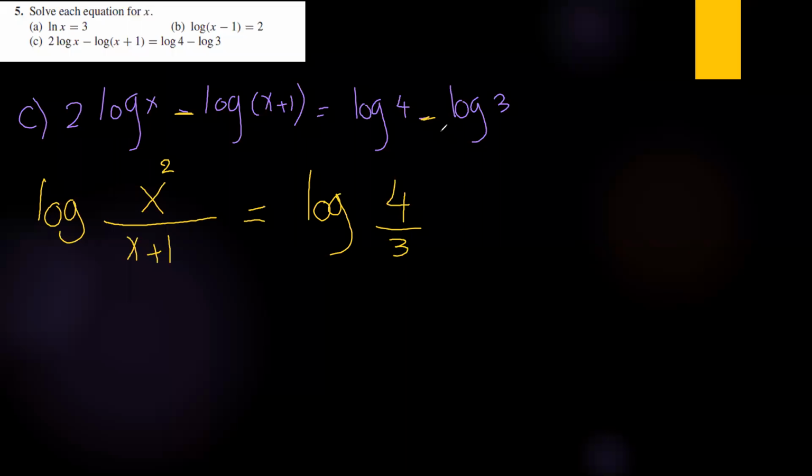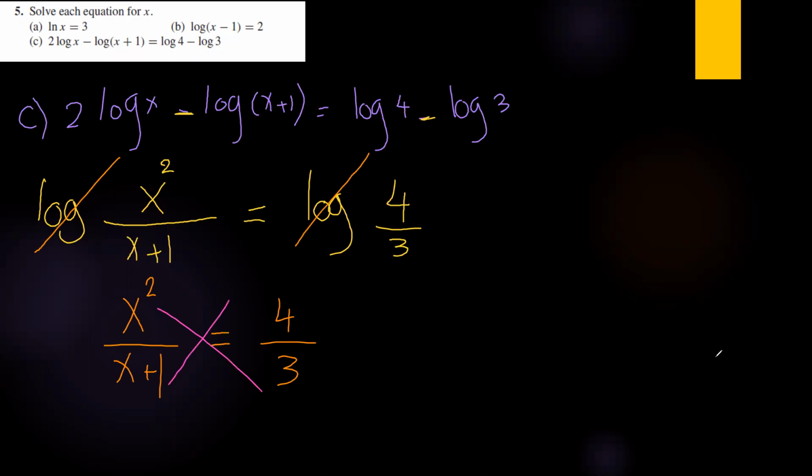No, teacher. Okay. Then, as you see here, we have logarithm on the right and we have logarithm on the left. They cancel each other. So we have x squared over x plus 1 equals 4 over 3. Then the next step will be make cross product. I want to solve them.